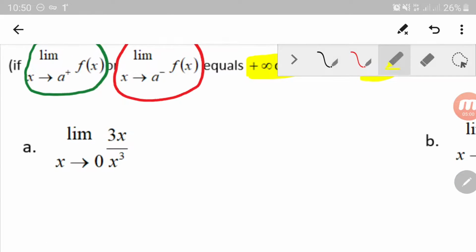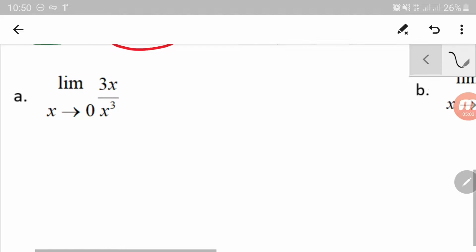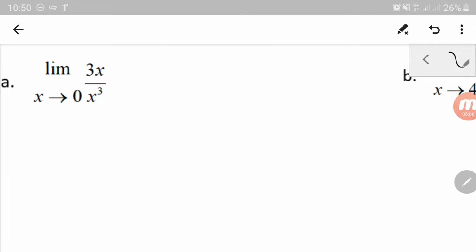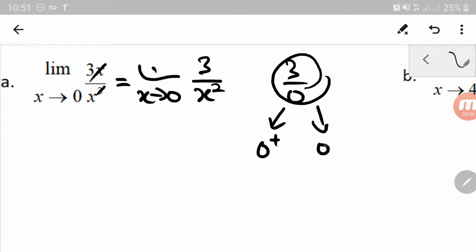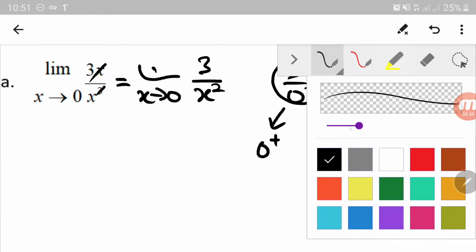Okay, so enough with the discussion of the concept. Let's go through the examples. The first one is this one. As you can see here, we have x over x, so we can simplify it, we can cancel this, squared. So we have this. Now, if we direct substitute, we get 3 over 0. So for sure, we must consider 0 from the right and 0 from the left.